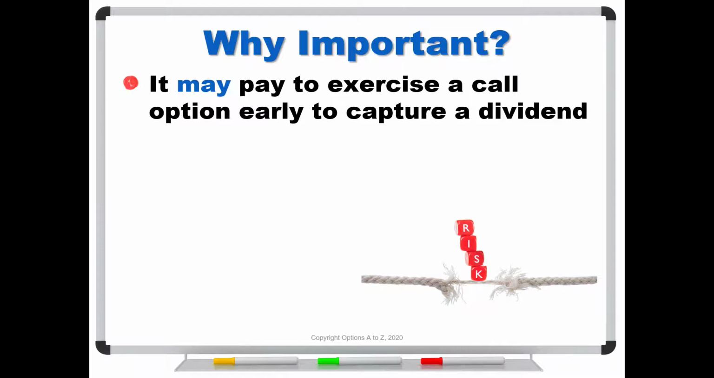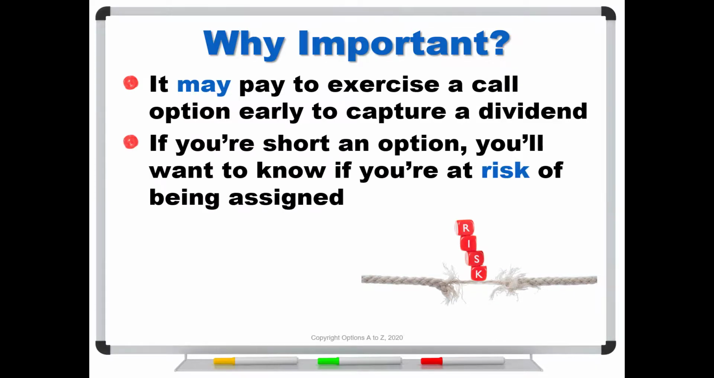However, one even more important reason for understanding the differences here is that if you're short an option, you'll want to know if you're at risk of being assigned. And notice I've put the word risk in highlights there because it's not always a risk to be assigned early. If you get assigned early on a vertical spread for shares of stock, it's actually a gift. So this is again why you have to understand when it might be a risk and when it might not.